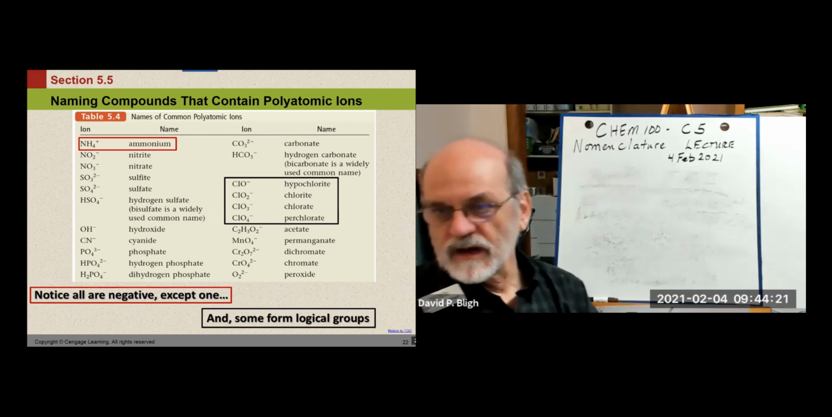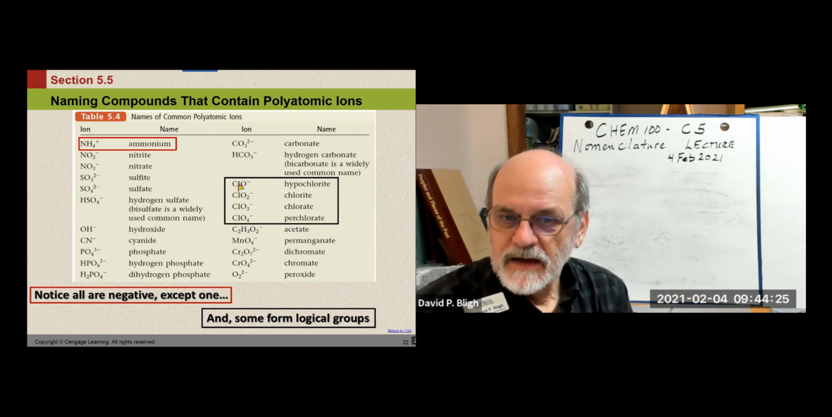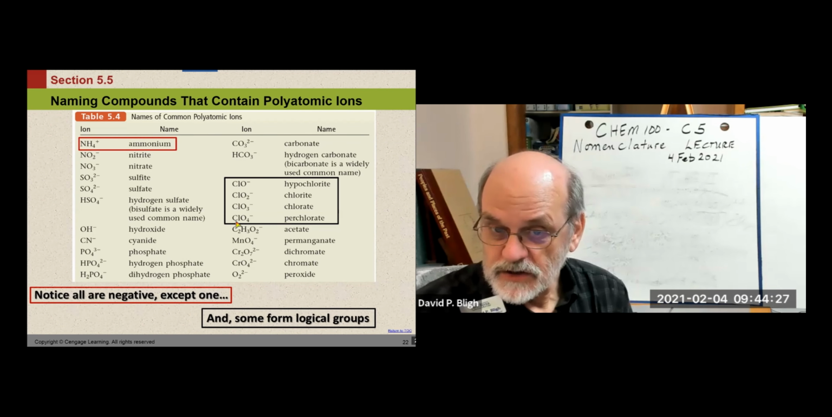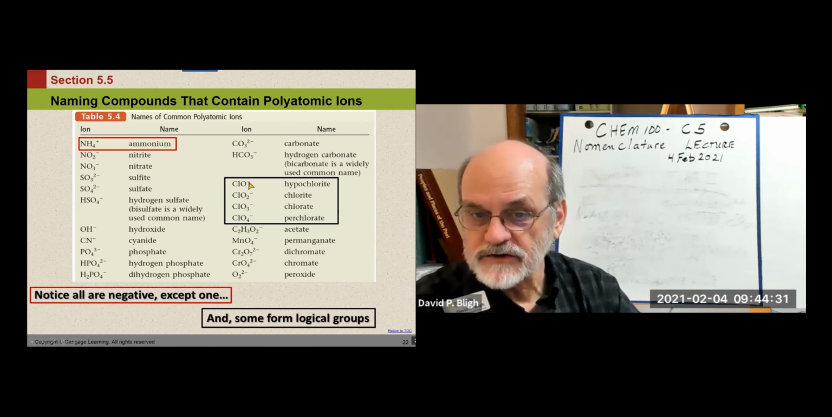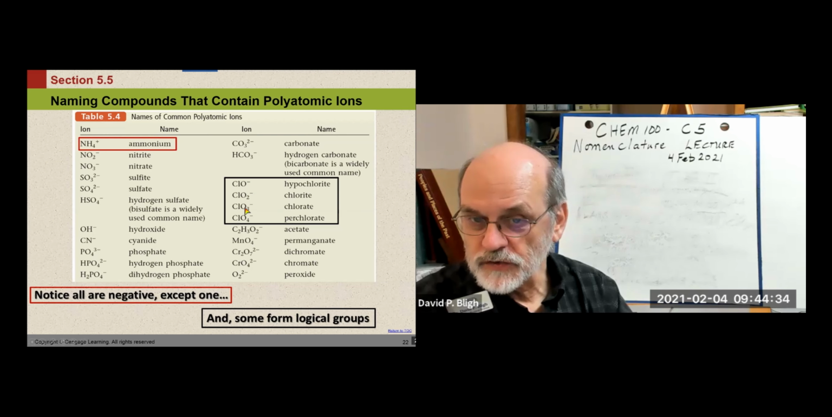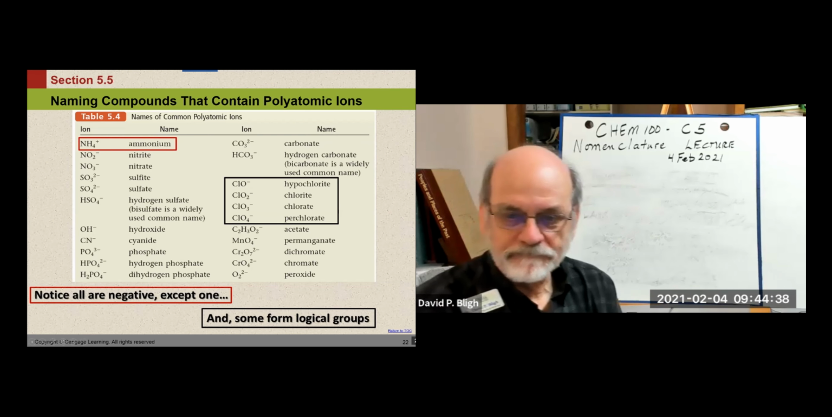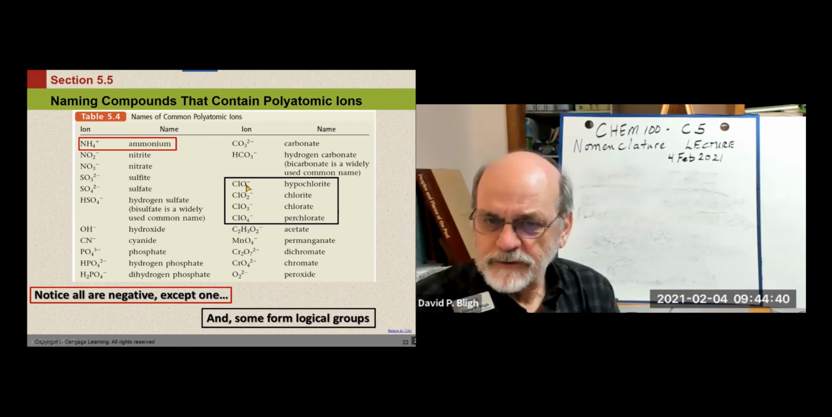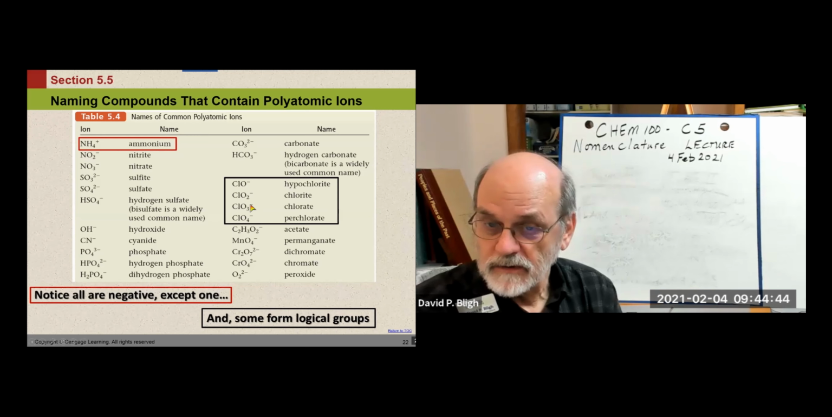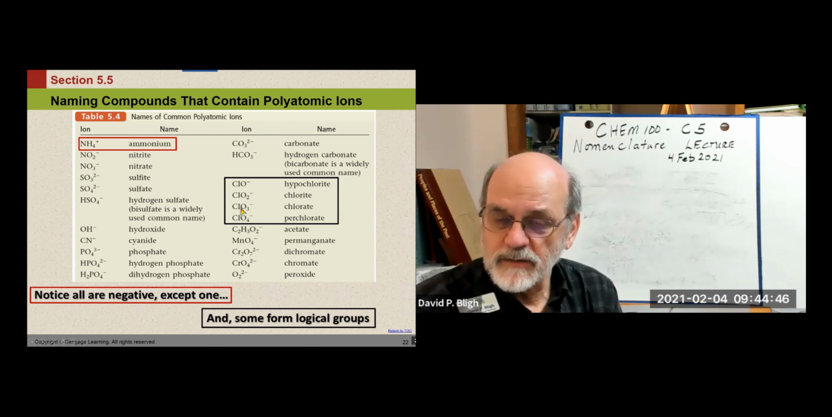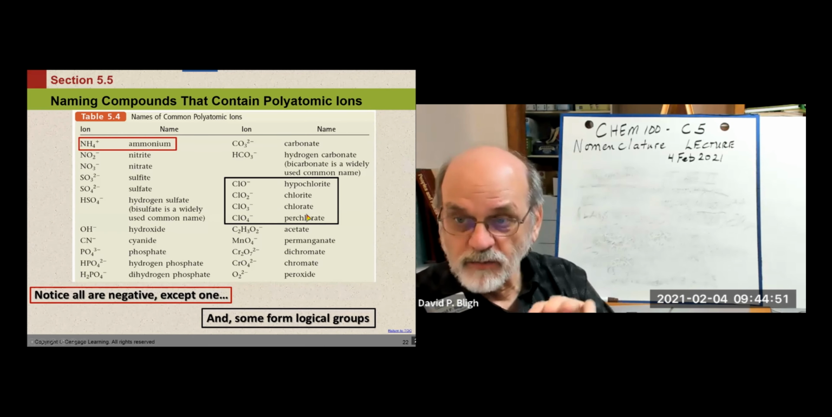Some of them form logical groups. And what I mean by that is, in this case, you've got a halogen here, and it's combined with various numbers of oxygens. 1 here, 2, 3, 4. It's like a family. The only difference is that you change the number of oxygens. The charge stays the same. And when you change the number of oxygens, you change the name. And I'm going to talk about that a little more in just a second.